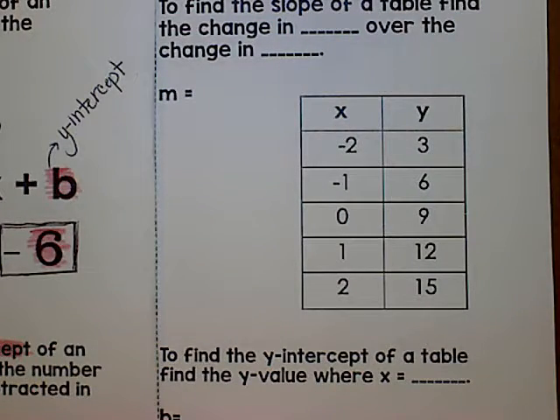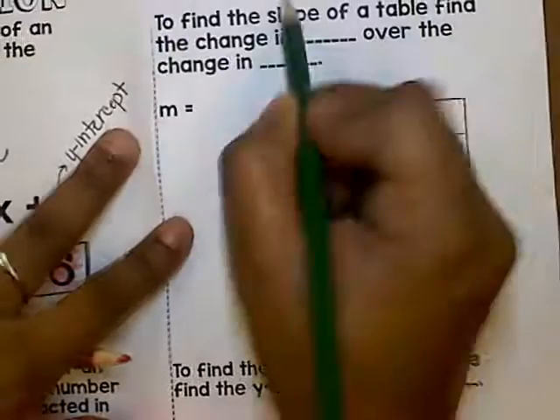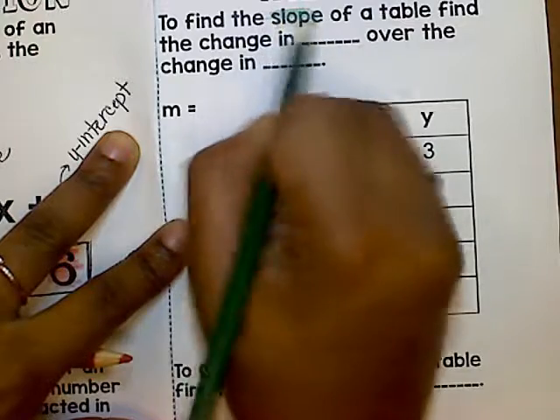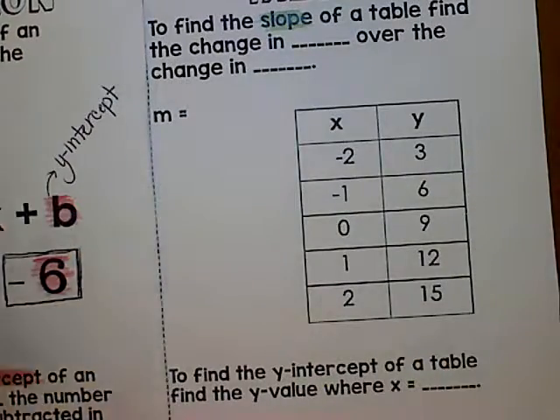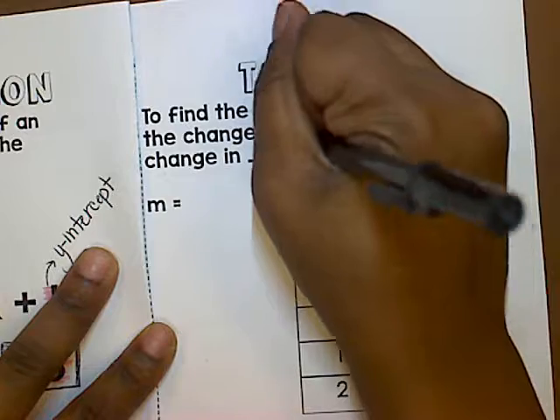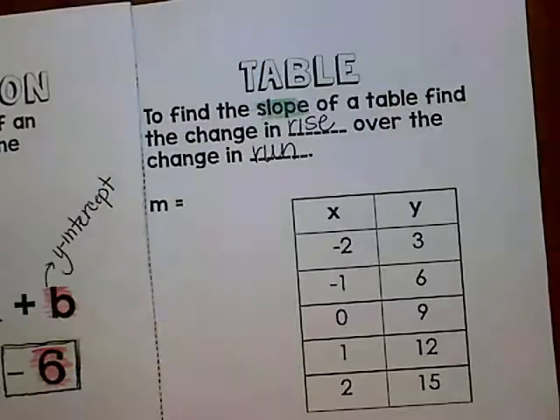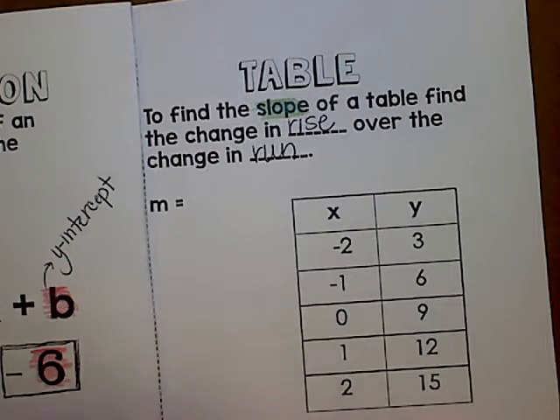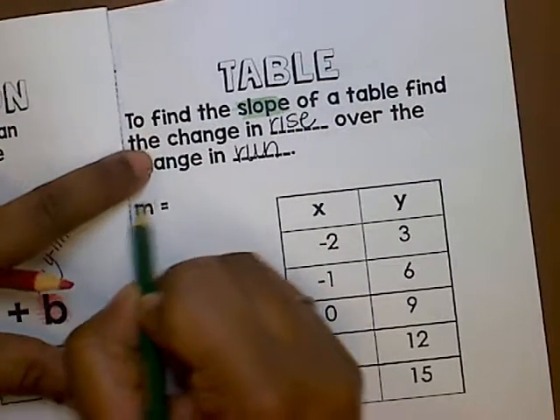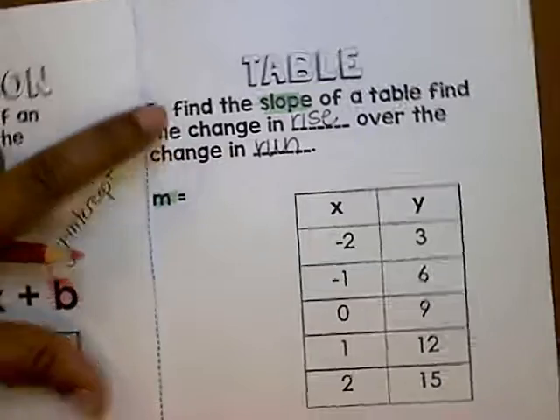Remember, our slope was green, so I'm going to stay consistent. To find our slope of the table, we need to find our change in rise over the change in run. Okay? And so we'll be talking about that in a minute. We're going to make sure we just keep consistent with, okay, our m is green.